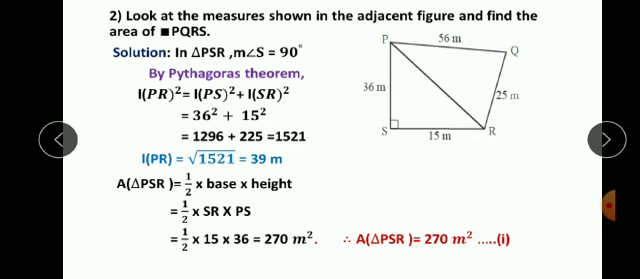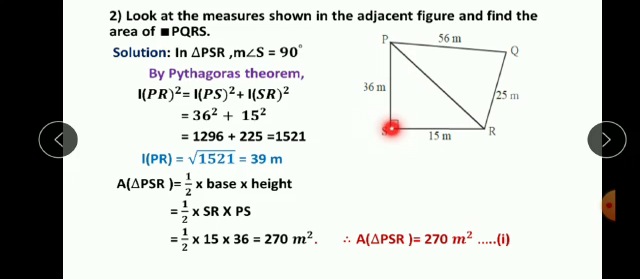Let us see second question. Look at the measure shown in the adjacent figure and find the area of quadrilateral PQRS. So the quadrilateral PQRS is given in the figure and some sides are given. So using the sides, we will find the area one by one. We will take two triangles. In triangle PSR, first we will take triangle PSR.